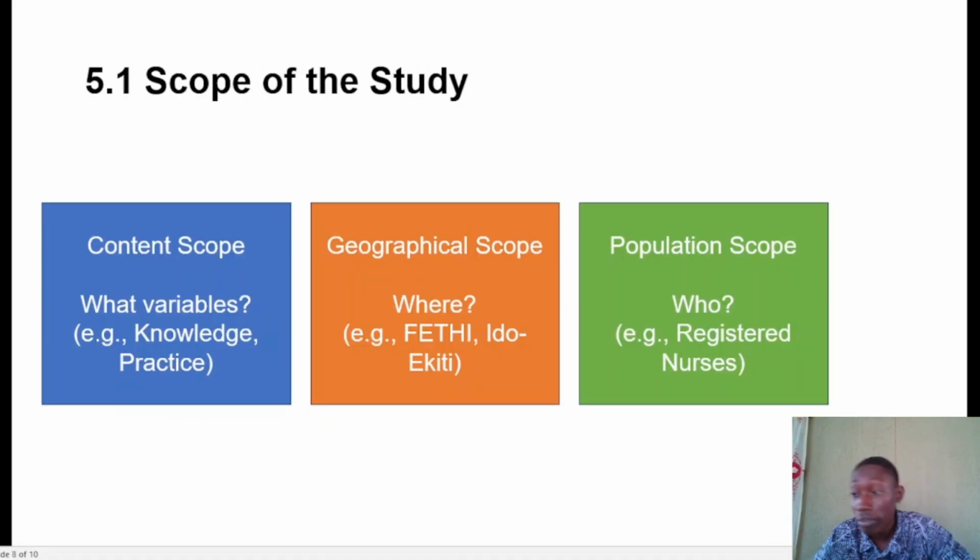All right. So, the scope of your study. Yes, we are almost at the end of this class. We can categorize our scope into three parts: the content scope, the geographical scope, and the population scope. In your content scope, you let us know what your variables are. I explained variables when we were writing out the objectives. What variables are you working on in this research work?